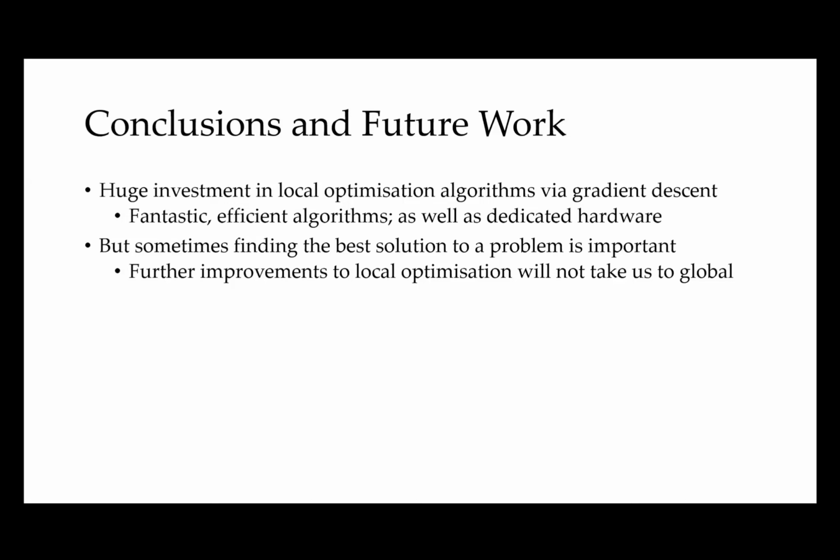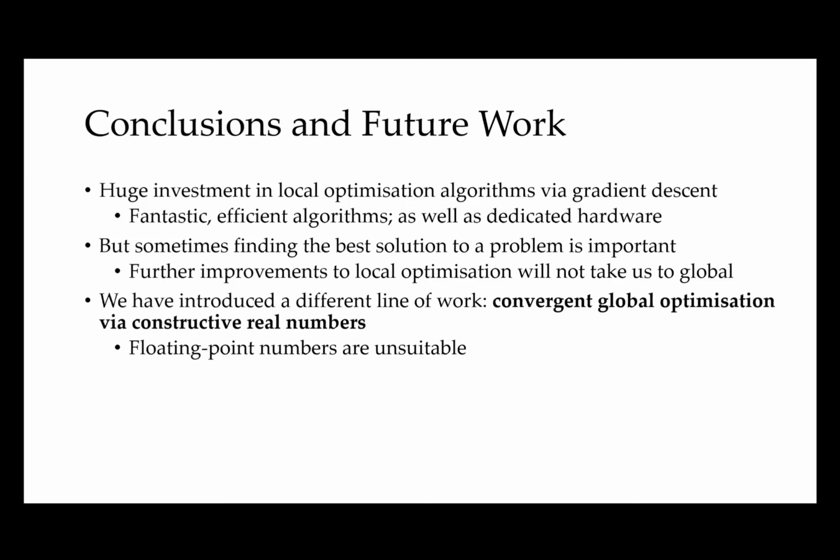So sometimes finding the best solution is crucially important. And further improvements to local optimization are not going to somehow get us to global optimization. And this is why I said sometimes we have to throw the baby out with the bathwater. And so what I've tried to introduce here is a different line of work, which some of you won't be familiar with, which is not just global optimization, but convergent global optimization, and not just that, but using constructive real numbers. Because what I've also tried to say is that floating point numbers are unsuitable for this. What we need are dedicated types, and it would be great as well if we had dedicated hardware for constructive real numbers, which allows us to perform this kind of convergent global optimization.